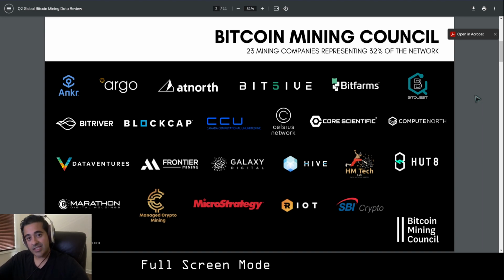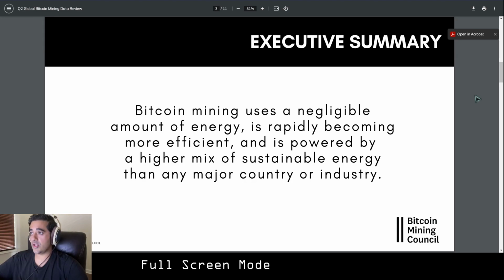But it's important to see how 32% of the network relates to the remaining 68% of the network, as well as all the data that they can bring and share with the rest of the network. I think what's going to end up happening is whatever strategies we see these 23 companies implementing for green energy, you'll likely see that slowly spread to the remaining 68% of the network. Okay, so let's move on to the next slide.